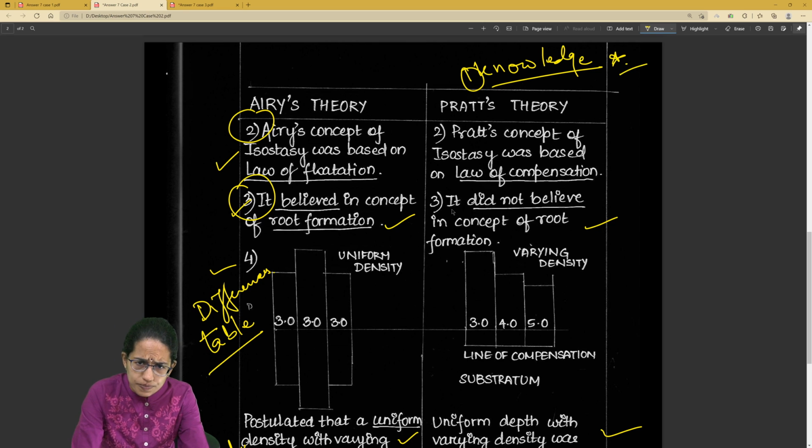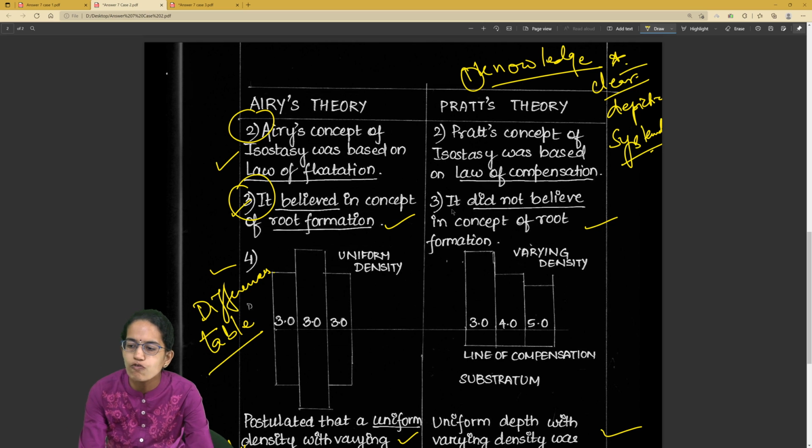Then on top of the knowledge, you have to have a clear representation, a clear depiction, and a systematic arrangement of thoughts, as you have seen in this answer. So this was just a kind of introduction to help you understand some of the important key aspects of answer writing.